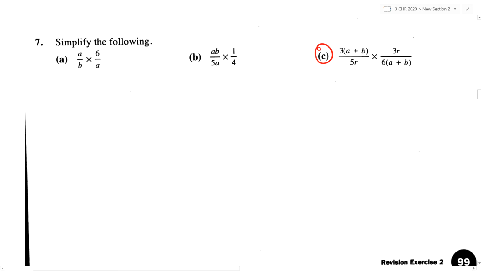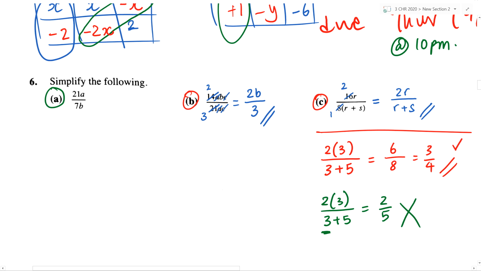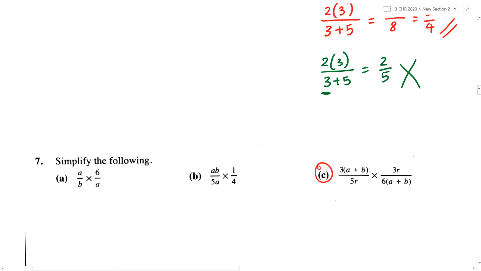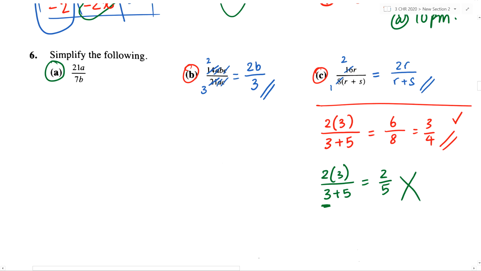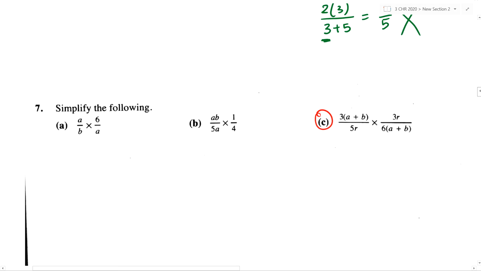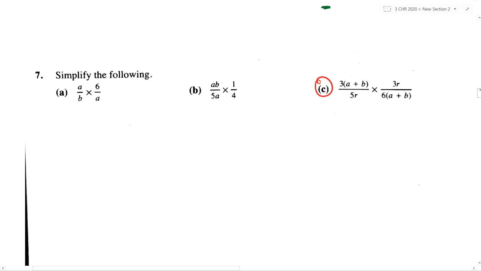Now for question 7, again we are simplifying. We have seen in question 6, when we have a single fraction, something divided by something, we can cancel away. Effectively, we are dividing whatever is common in the numerator and denominator. But now we have two fractions multiplied together with each other.